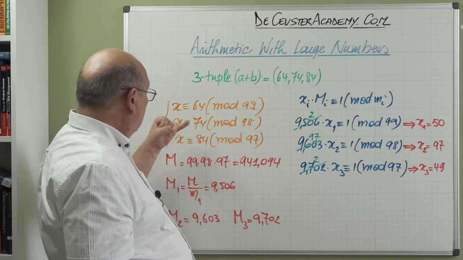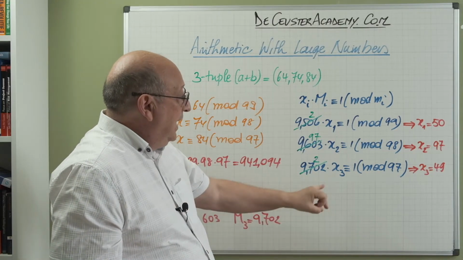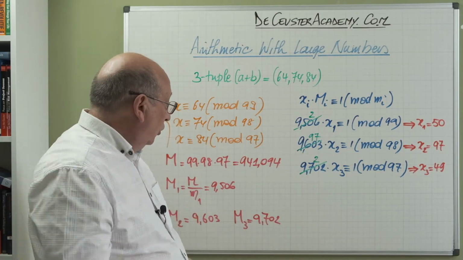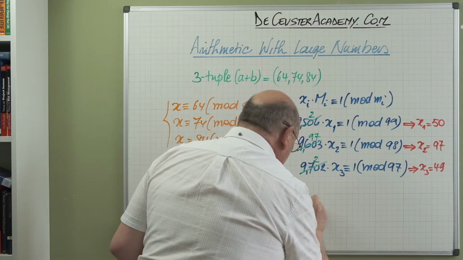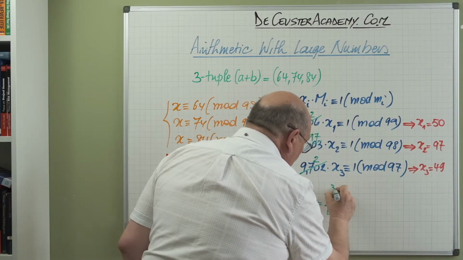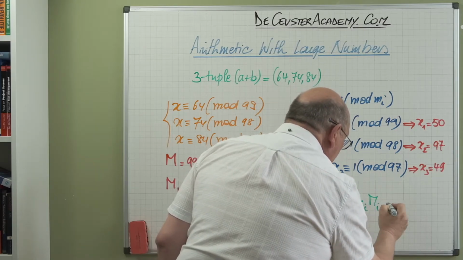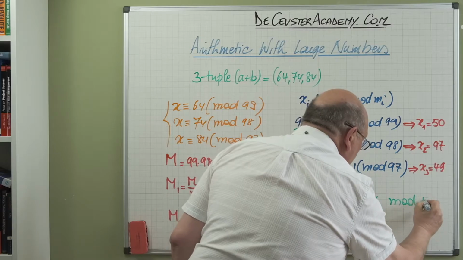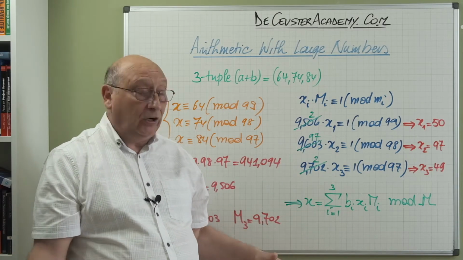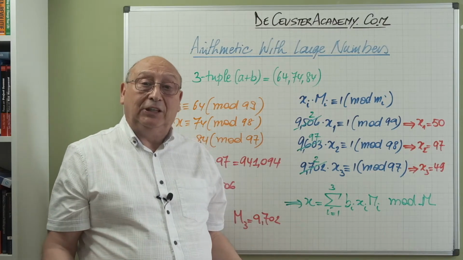We found b1, b2, b3, m1, m2, m3, x1, x2, x3, and now we can find the solution, which is x equal to the sum of i equal to 1 till 3, bi times xi times mi modulus M. So we'll find this solution. We will do that on the next board. I will clean the board and we do that again in the form of a table like we did before.